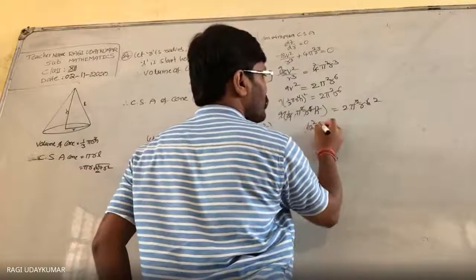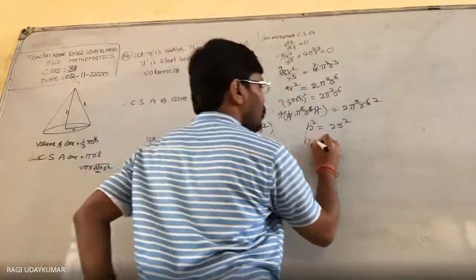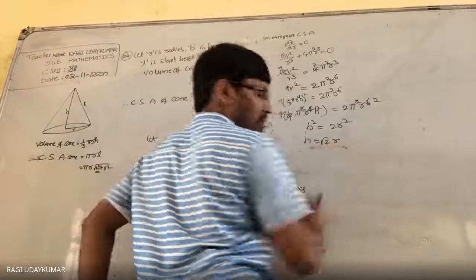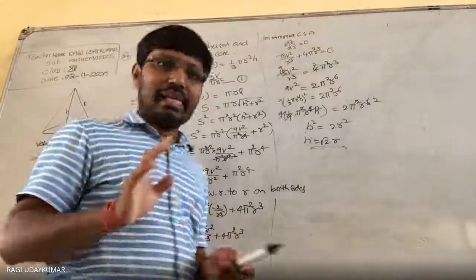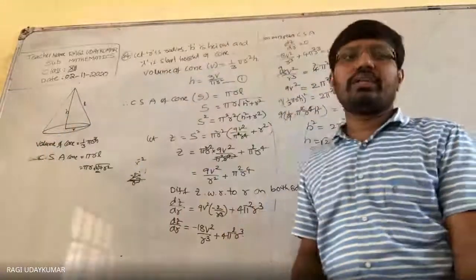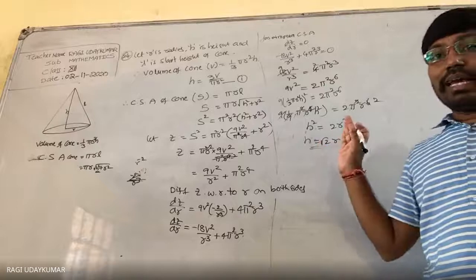So what do you get? h square is equal to 2r square. h is equal to root 2 r. Height of the cone is equal to root 2 times the radius. That is okay. Height is equal to root 2 times the radius. Okay.